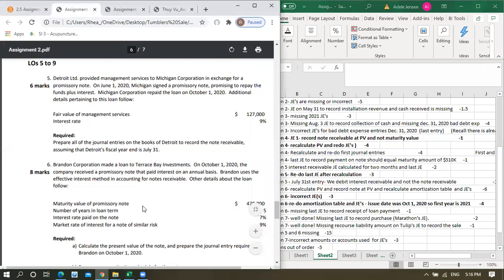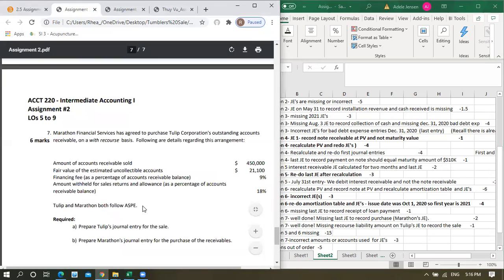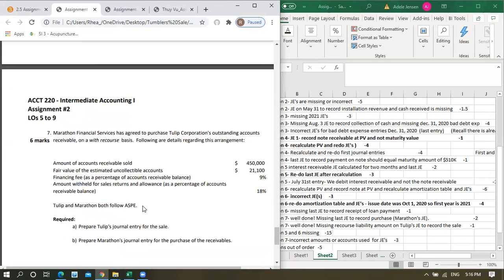We'll move on here. That one was generally well done, but like I said, if you had trouble with that one, I would refer back to the last journal entry and take note that we would have to credit the interest receivable from that prior July 31st entry, and then also we would have another interest revenue amount to credit as well.